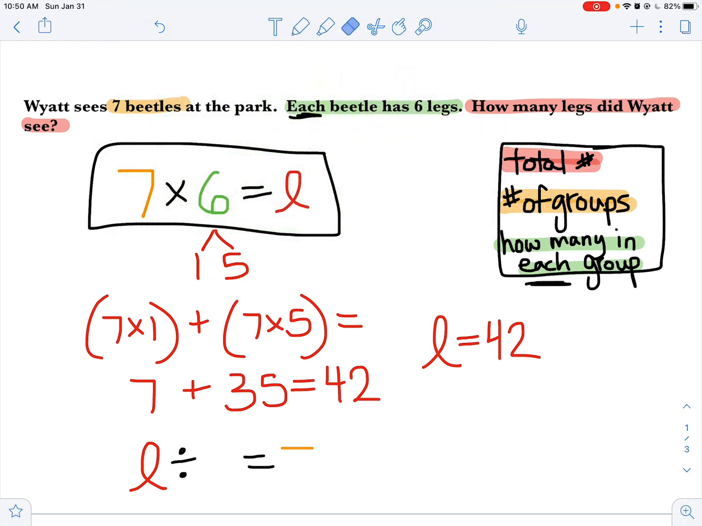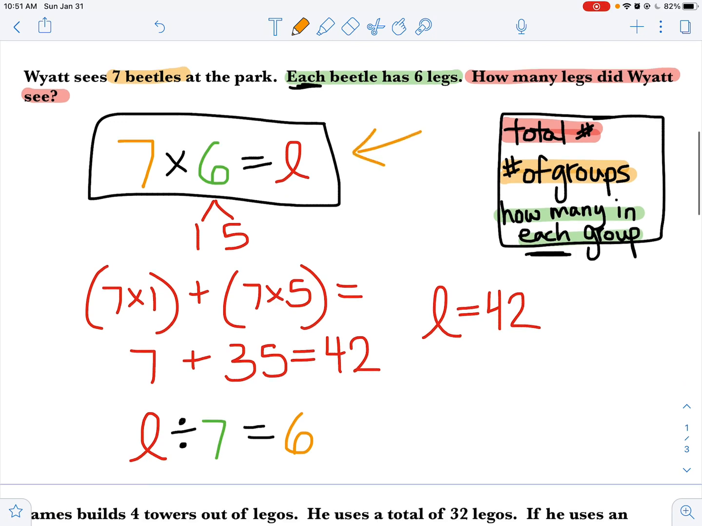It is 7 beetles equals 6 legs on each beetle. That wouldn't be wrong, but it doesn't match our story. We want to make sure our number sentence matches our story, and in this case, we don't know the total, so that's what we should be looking to solve for. Okay, so this number sentence here makes more sense.